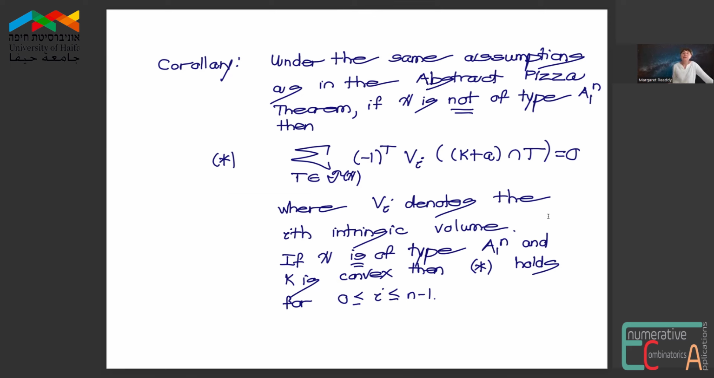And if you are of type A1 to the n, and we have to actually further assume that our set K is convex, then again, you have sharing holds for all intrinsic volumes from V0 up to Vn minus 1. So remember, Vn is the case when it's non-zero. So that's why we have that condition.